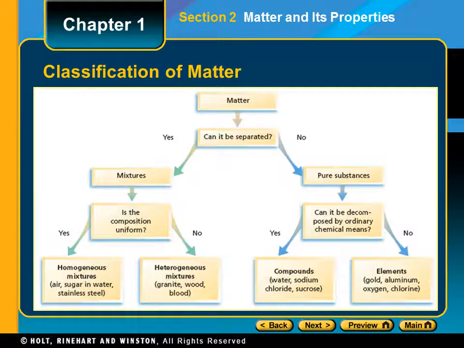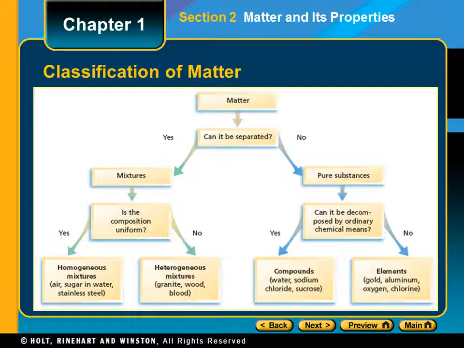And so how we classify matter, we start at the top. Here's a wonderful model as a flow chart. You have matter. The first question you ask is, can it be separated? Well, yes, it can. So then it's a mixture, okay? Now, is that mixture uniform? If it is, then it's a homogeneous mixture. Example would be air or sugar and water or stainless steel. If it's not uniform, then it's a heterogeneous mixture. That would be granite, wood, or blood. You can physically separate blood into its parts.